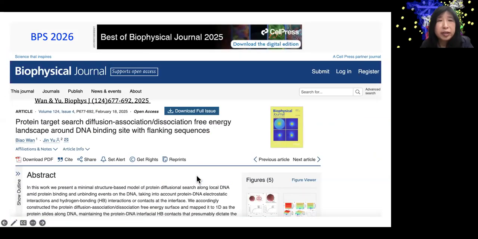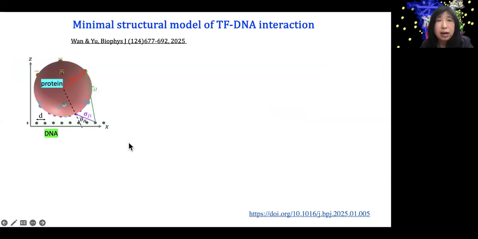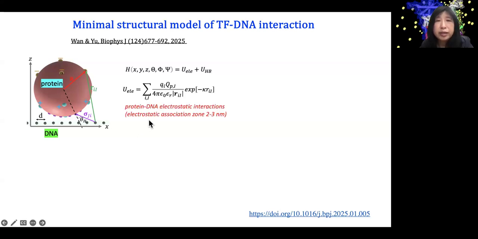Okay, so I'm going to focus on this work published last year in Biophysical Journal, mainly on the free energy landscape using this minimum structure model. In this model, we represent the protein as a charged sphere with polarized charge distribution, with positive charge facing the DNA, which is negatively charged linearly. So we use this Coulomb interaction modulated by an exponential distance dependence for this protein-DNA electrostatic interaction. The range is about several nanometers.